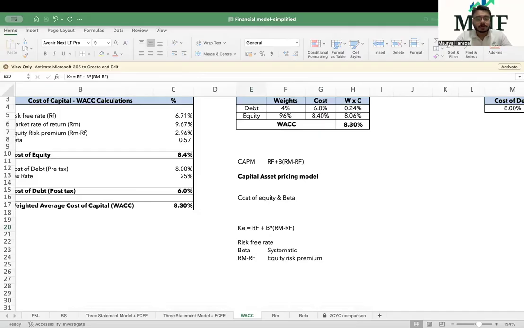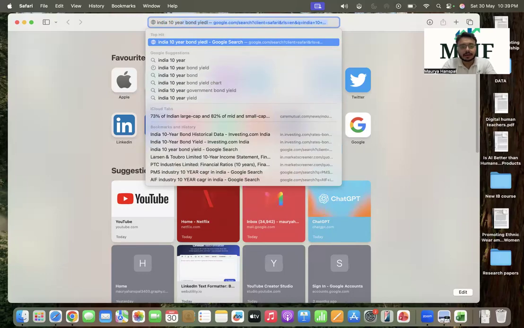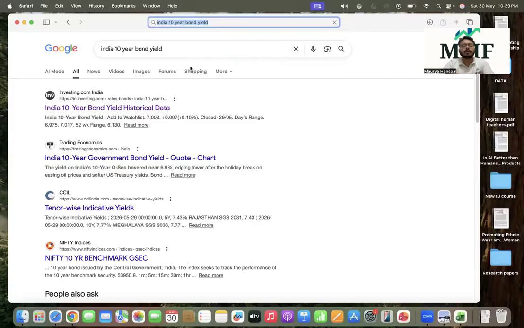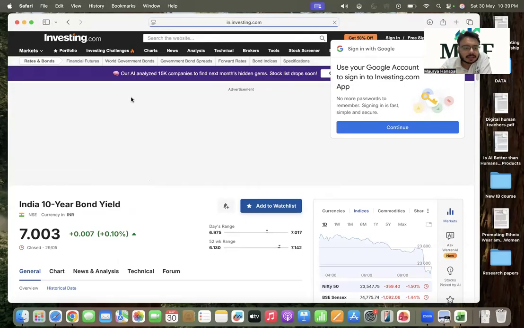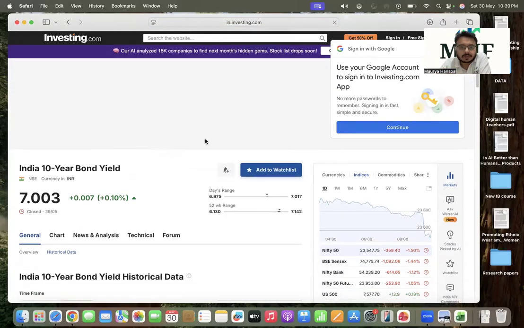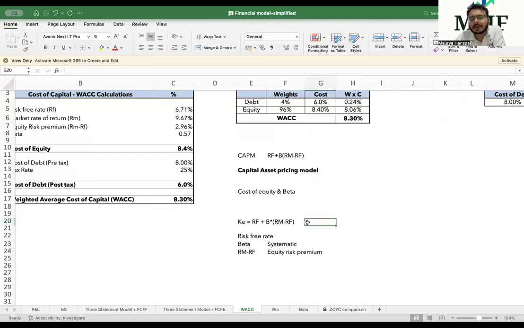if I just simply go to Google and share my screen as well, and I type in here, India 10-year bond yield, it's giving me, because I track it daily, I just go to any of the websites, it shall give me the latest available number. The latest available number is 7%. So 7% I can take in here. Just copy paste, or simply type it. I go back to my Excel file, and that 7% number can be taken up here.